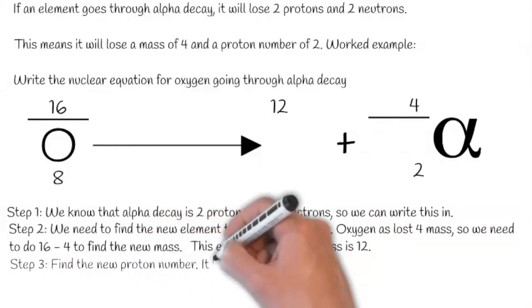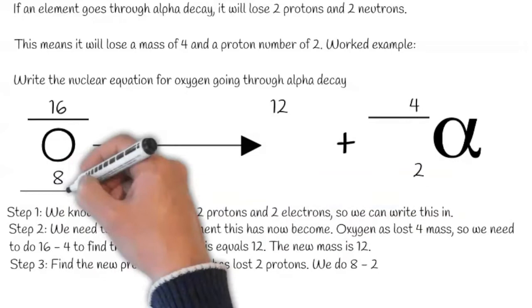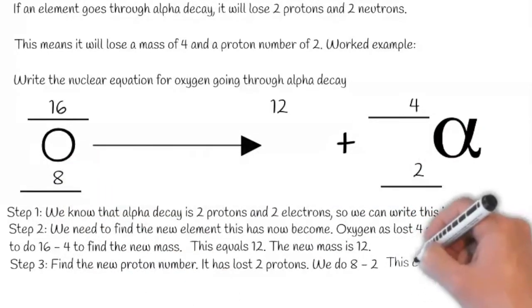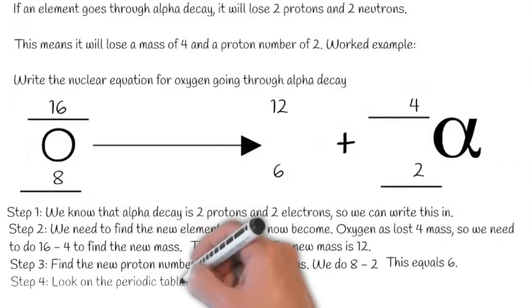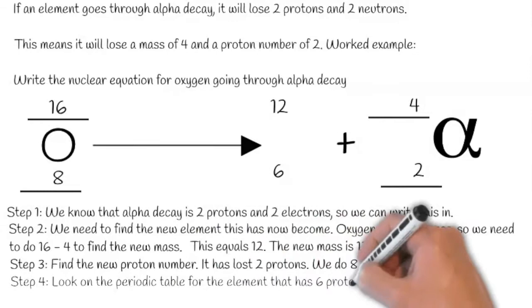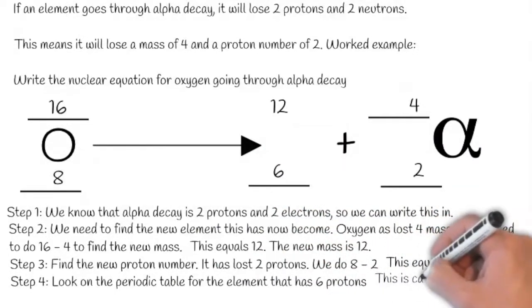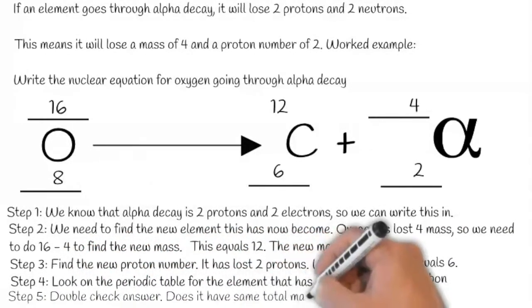Step 3. Find the new proton number. It has lost 2 protons. We can do 8, which we've taken from here, minus the 2 from the alpha to make 6. Look on the periodic table for the element that has 6 protons. This is carbon, so the new element will be carbon.